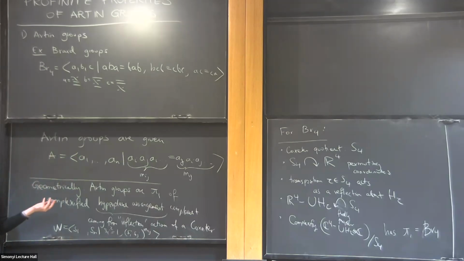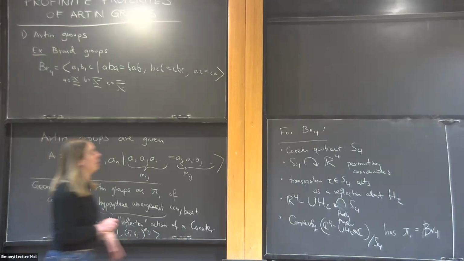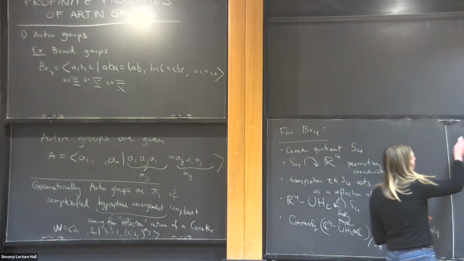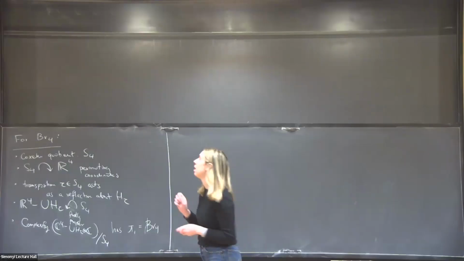We don't know what their centers look like. There's a conjectural description. We don't know whether the word problem is solvable in general. So pretty much any basic group theoretic question you could ask is probably not known in general. Okay, so this is just a short intro to Artin groups. I'm going to focus on profinite properties.